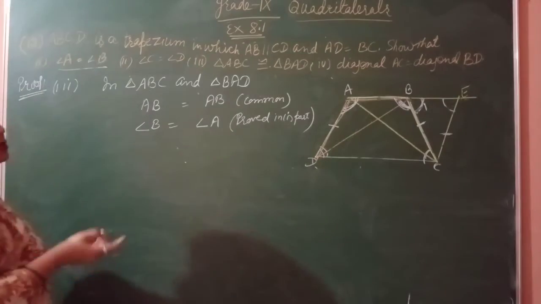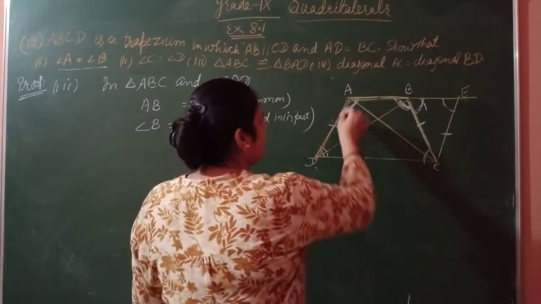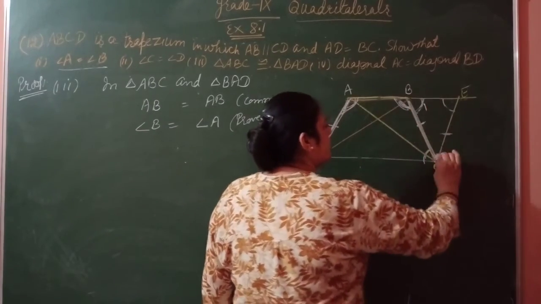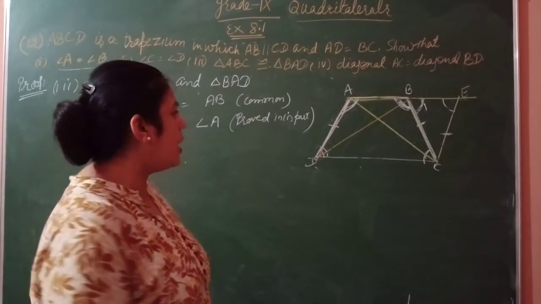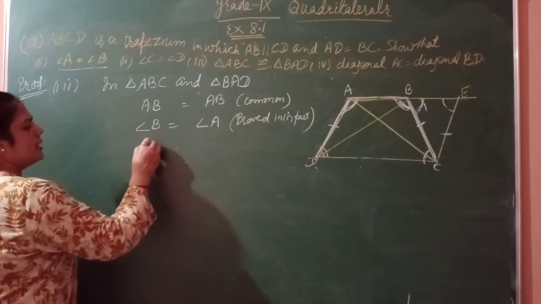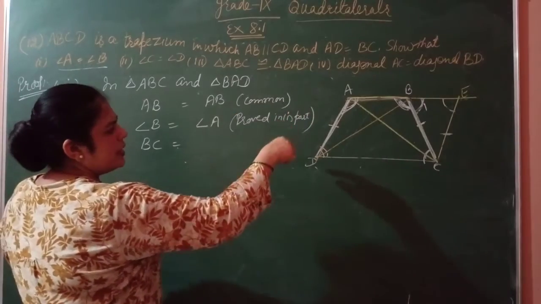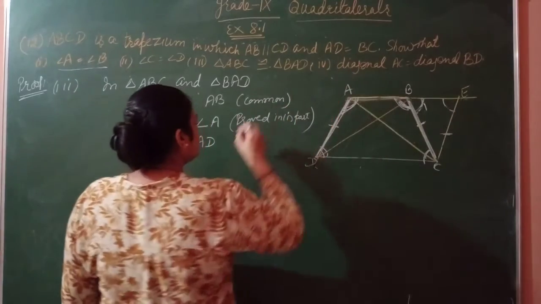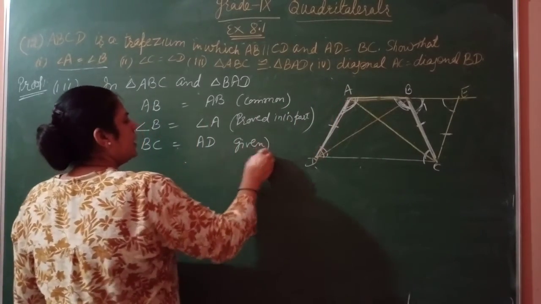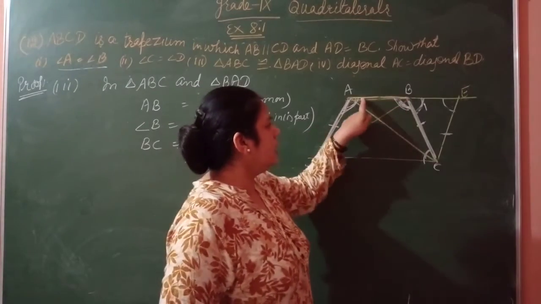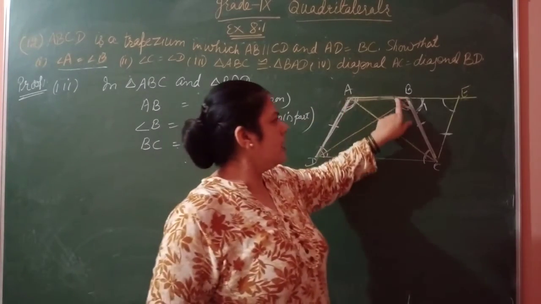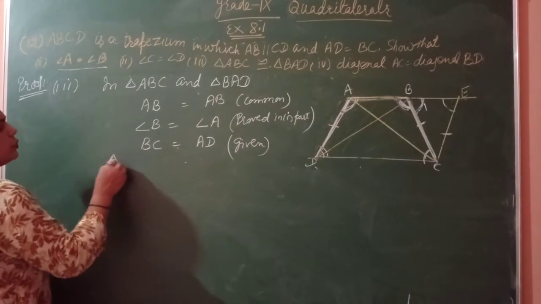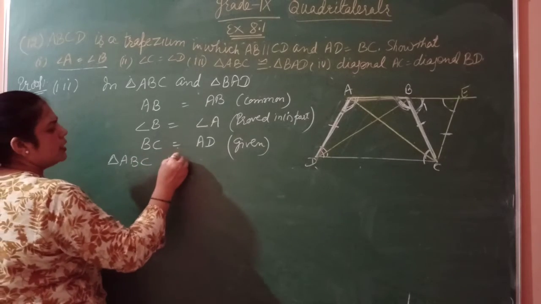And third, now the side angle has come, and next there is also a side AD. This side is equal to BC. AD and BC both are equal. So side BC of triangle ABC and side AD of triangle BAD, both are equal, because we have been given that AD is equal to BC. So which criterion is this? That is side, angle, side. So by side, angle, side, both triangles are congruent to each other. Triangle ABC is congruent to triangle BAD.